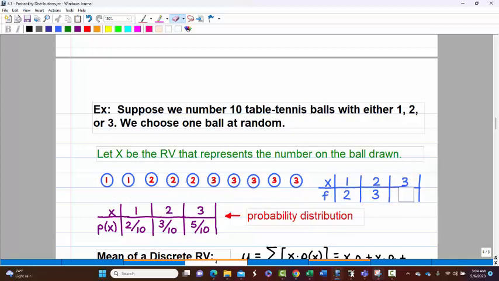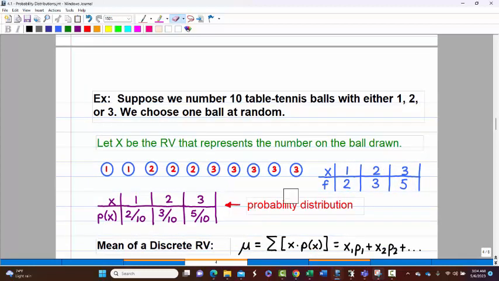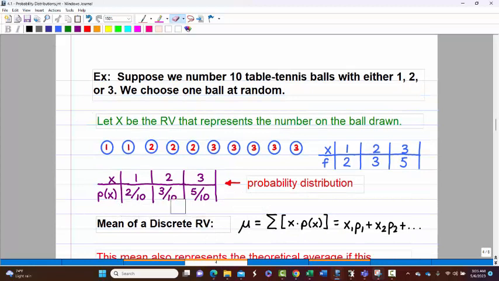Now I wrote the frequency distribution over here just to show you. We don't really need that. This will be the actual probability distribution, which is the frequency distribution divided by the total to make it relative frequency, which is our probability. So essentially, you got 10 balls. So you pull one out, and what's the probability you get each of these? Well, there's 2 1s, so you got a 2 out of 10 chance of getting a 1. For the 2s, 3 out of 10 chance. For the 3s, 5 out of 10 chance. And my probabilities do add up to 1, so that's good.